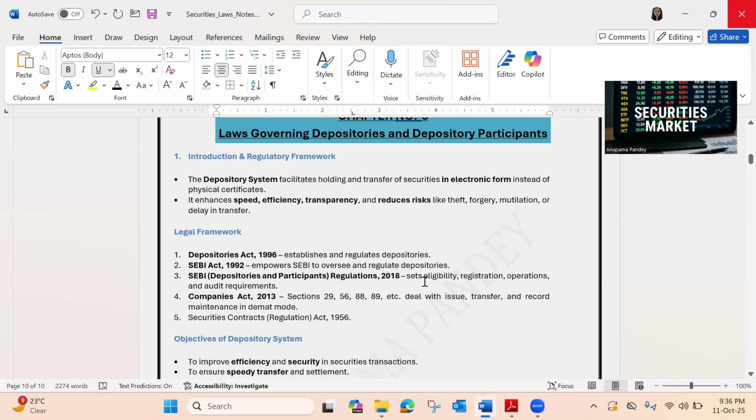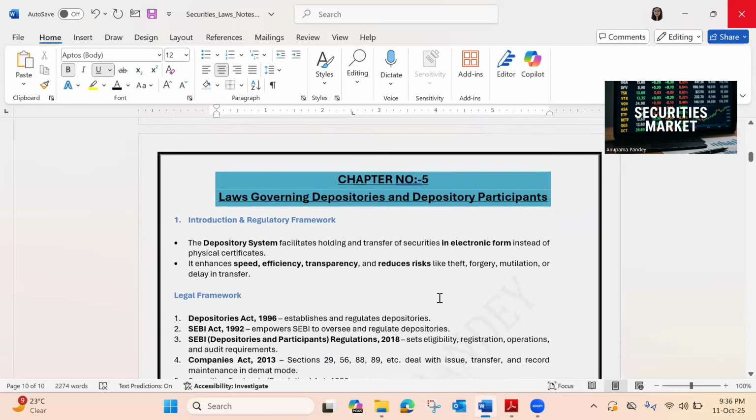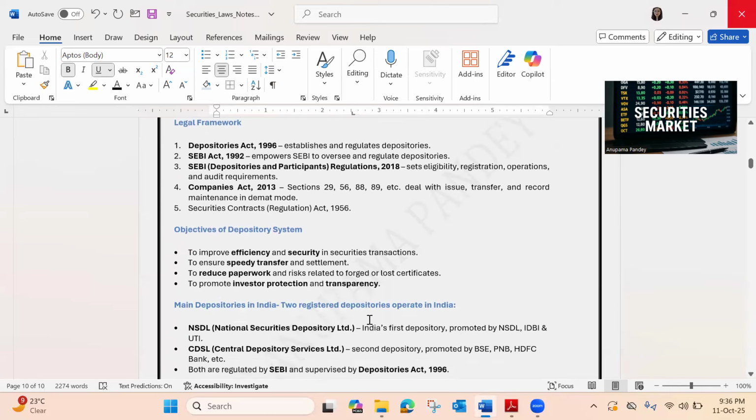of your securities. Legal framework: what are the other regulations and acts which accompany the depository participants regulations? They are the Depositories Act 1996, SEBI Act 1992, SEBI Depository and Participants Regulations 2018, Companies Act 2013, and Securities Contract Regulation Act 1956. What is the objective of the depository system in India? It is to improve the efficiency and security in securities transactions, to ensure speedy transfer and settlement, to reduce the paperwork and risk related to forged or lost certificates, and to promote investor protection and transparency.